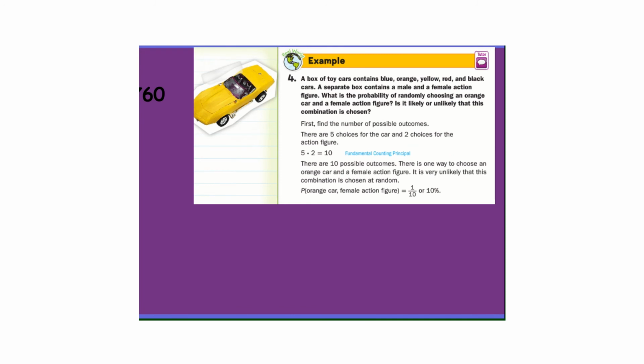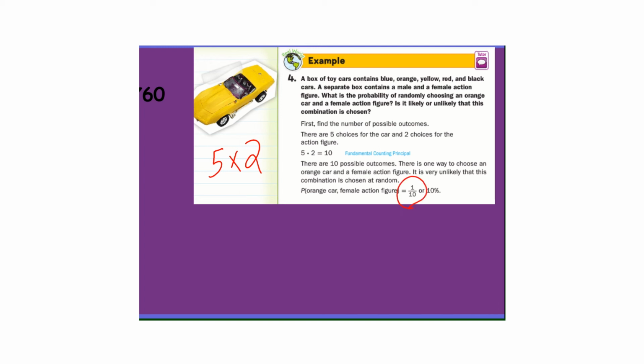Number 4, a box of toy cars contains blue, orange, yellow, red, and black. 5 colors. What's the probability of randomly choosing a car, and then a male or female action figure? 5 times 2. There are 10 outcomes. There's 10 items in our sample space. What's the probability of choosing the orange car with a female action figure? That would be 1 out of 10.